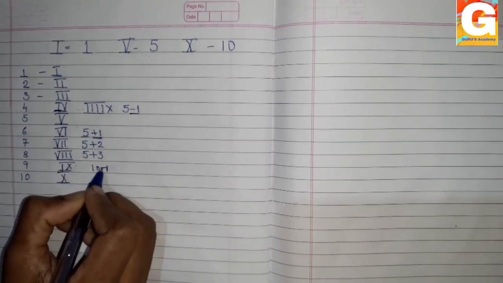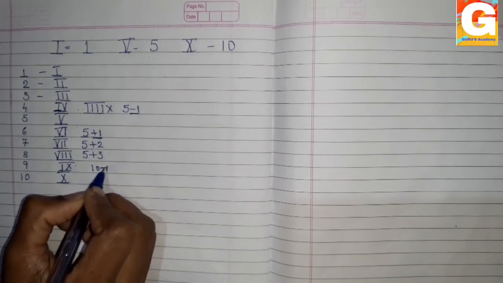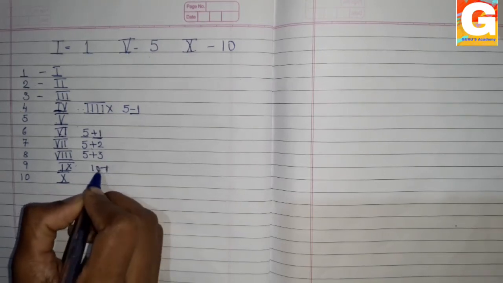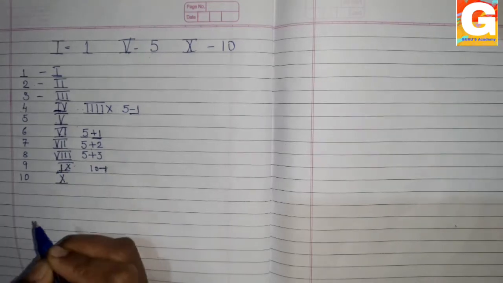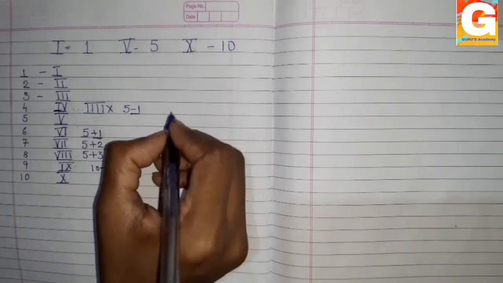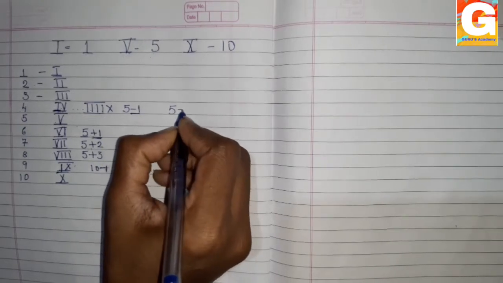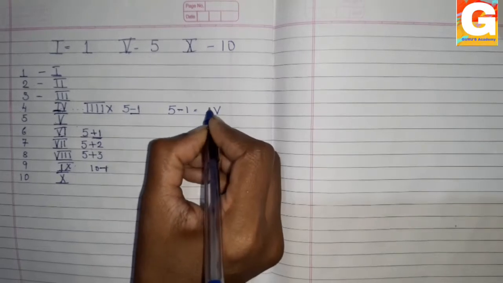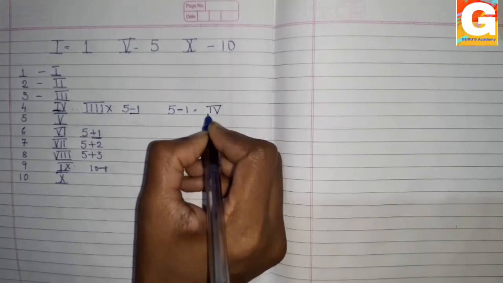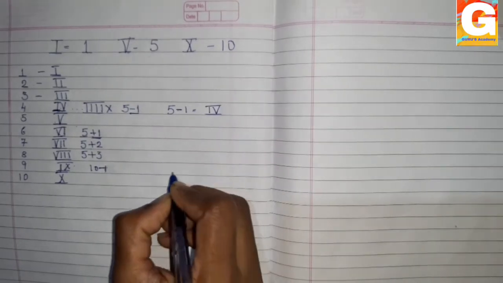That means 10 minus 1. Now see, this is the rule of writing Roman numbers. When you're writing minus 1, we are supposed to write it on your left hand side. Similarly for 4. 4 is what? 5 minus 1. So this is your 5, minus we are writing to your left hand side, and this is your 4.